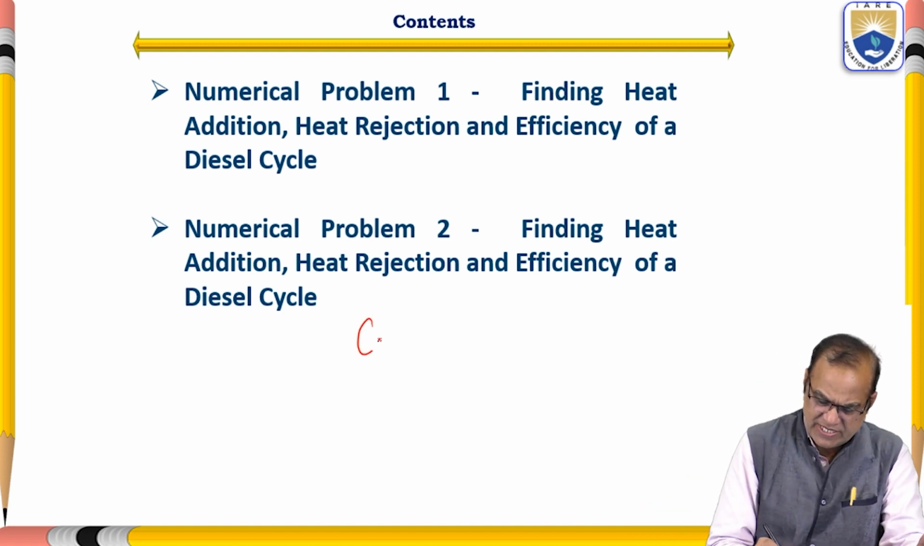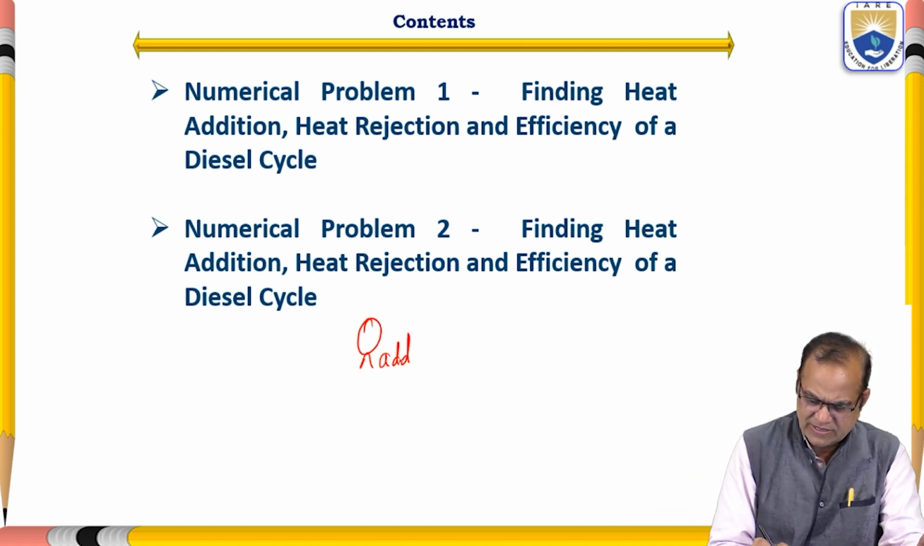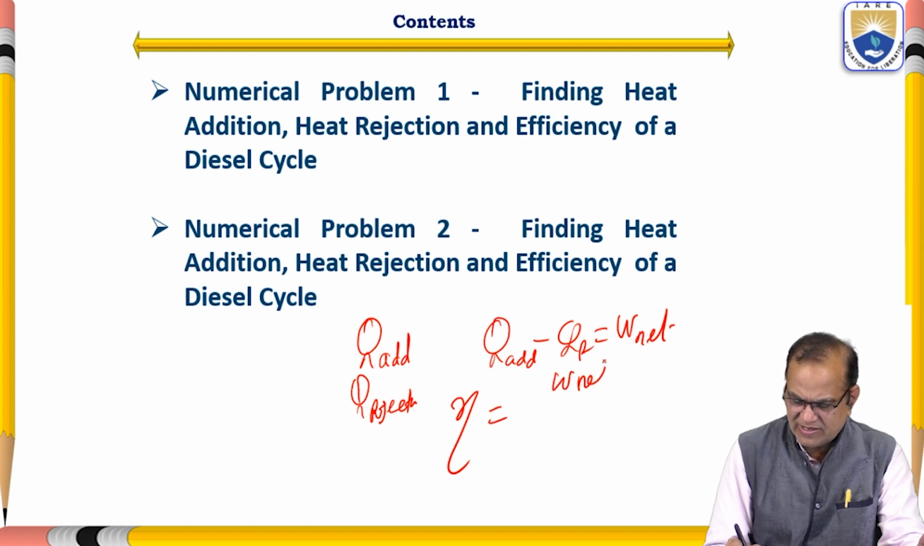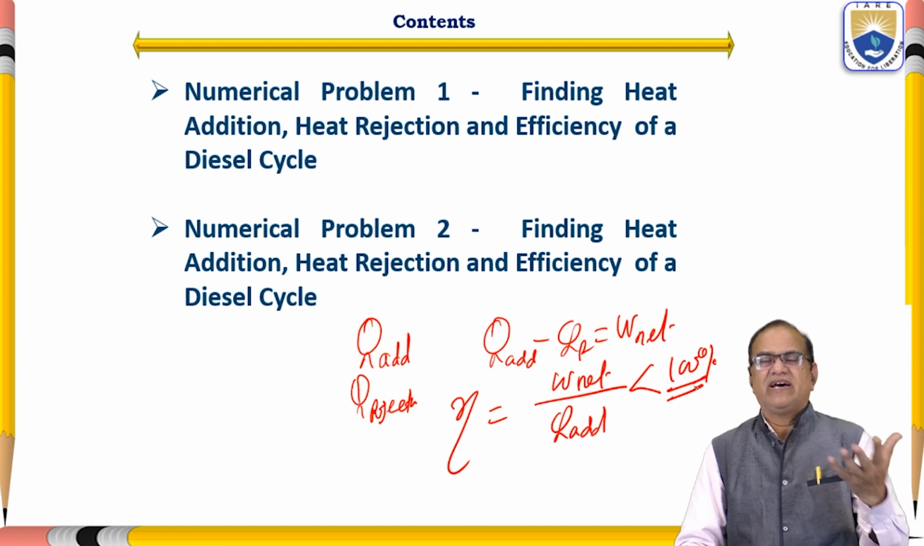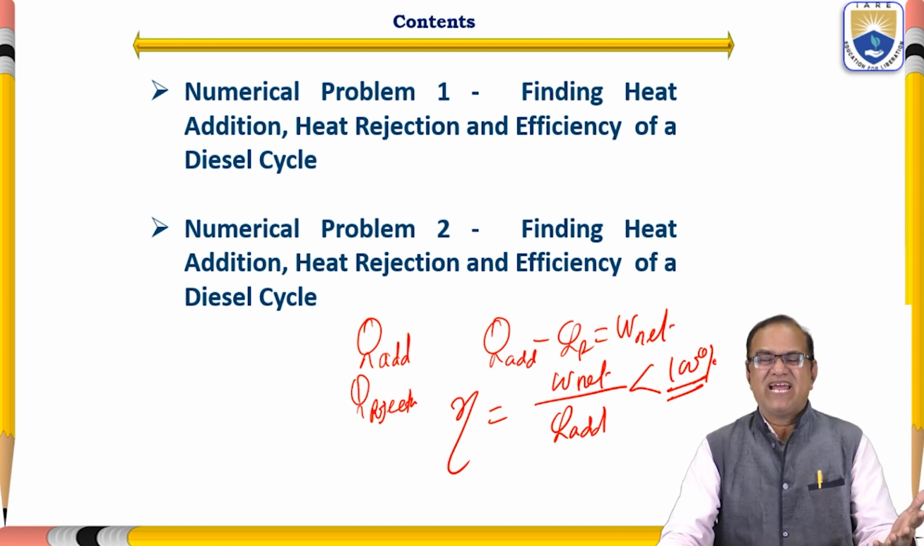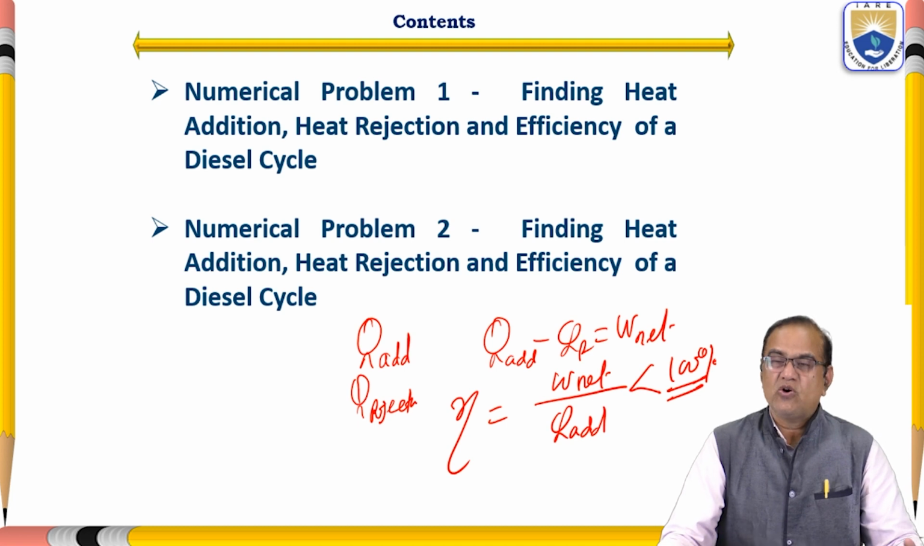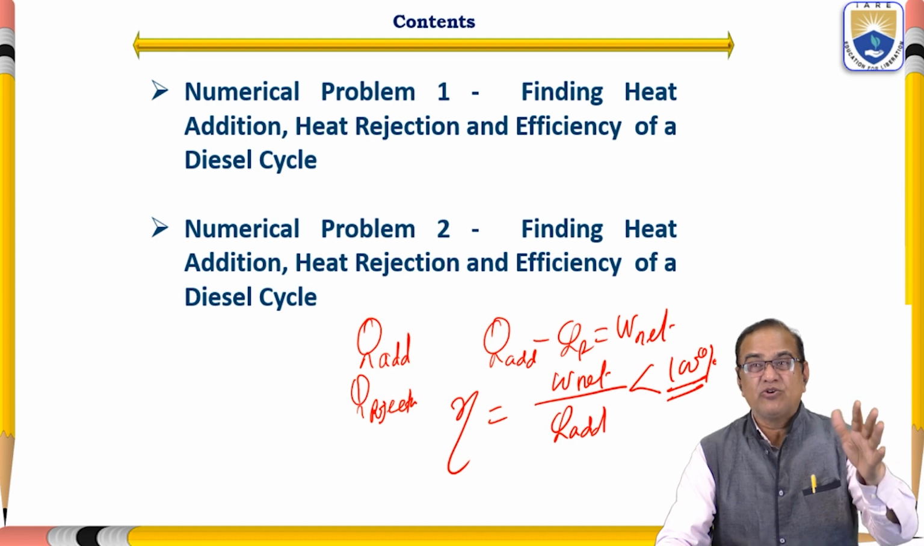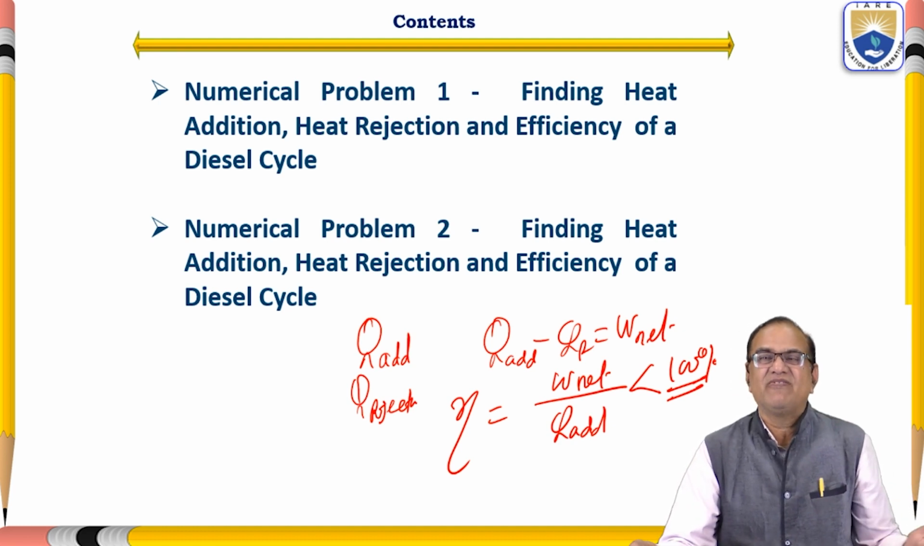So Q addition, Q rejection. Q addition minus Q rejection is equal to net work. Efficiency is equal to net work divided by Q addition, and this will always be less than 100%. That is why the second law of thermodynamics says that you cannot get 100% efficiency. So as a researcher, we should try to optimize, we should try to maximize, but we should not think to make 100%. Otherwise, it will be a waste of time.